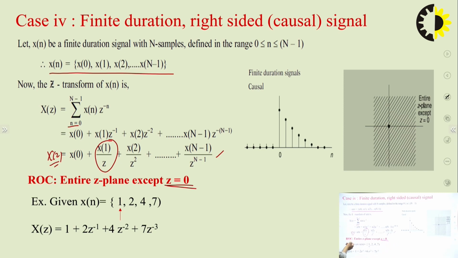You can see this from this question. Here one of the sequences is given as 1, 2, 4, 7. If we apply this formula, we will get 1 plus 2 z to the power minus 1 plus 4 z to the power minus 2 plus 7 z to the power minus 3.